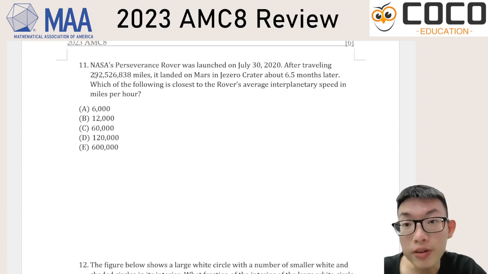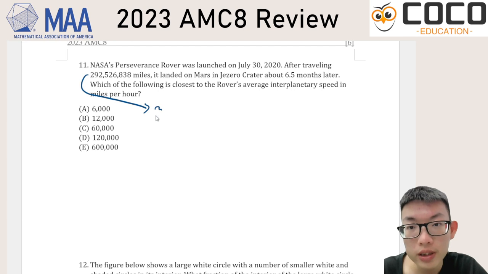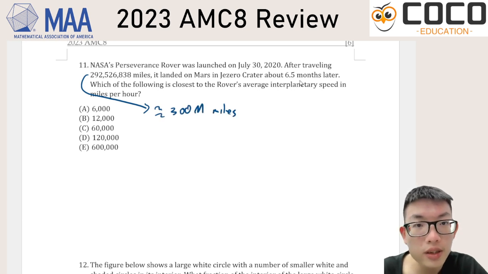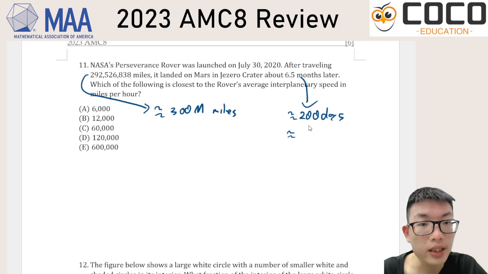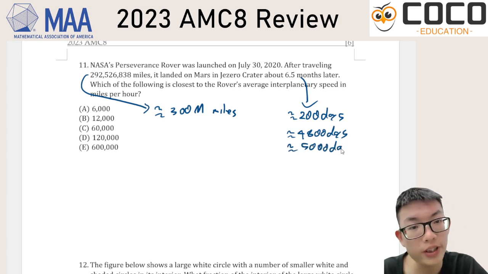Thankfully all the options look like they're pretty far apart. So I'm going to estimate this to be about 300 million miles. I'll estimate 6.5 months to be about 200 days, and then 200 days times 24 would be 4,800 hours, which would be close enough to 5,000 hours. Right? We are being very crude here.